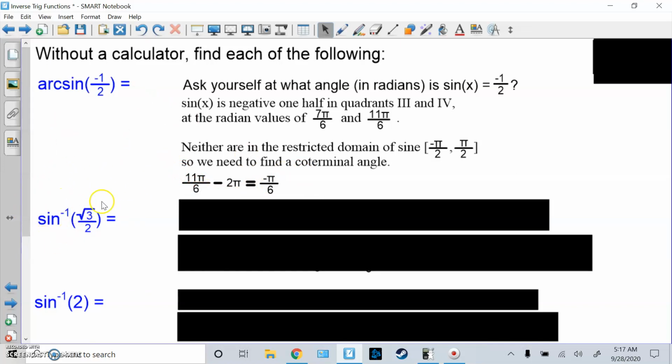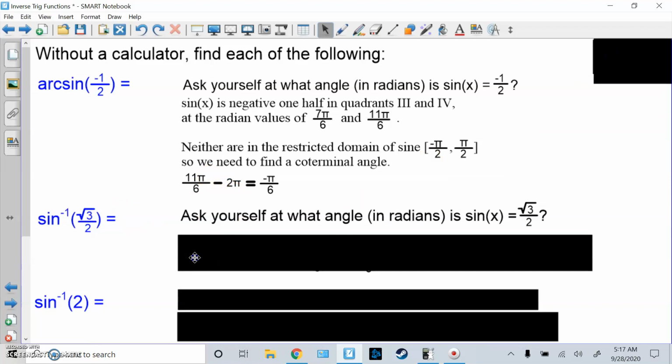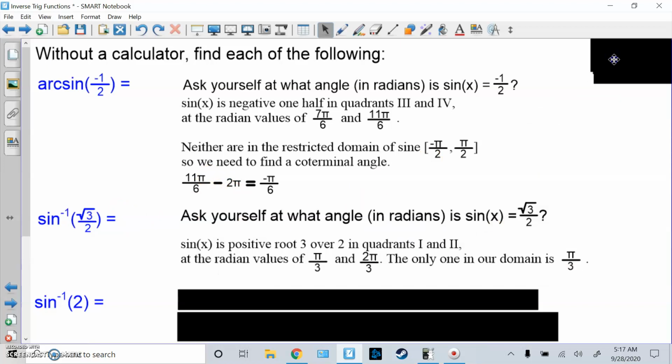Let's try sine inverse, that's the same thing as arcsine of root 3 over 2. This is a positive value, so that's in quadrants 1 and 2. If you think of the radians, you should get pi over 3 and 2 pi over 3. But which one is in our restricted domain of sine, negative pi over 2 to pi over 2, or you can say the range of arcsine? That's just pi over 3. 2 pi over 3 is bigger than pi over 2, so that's out.